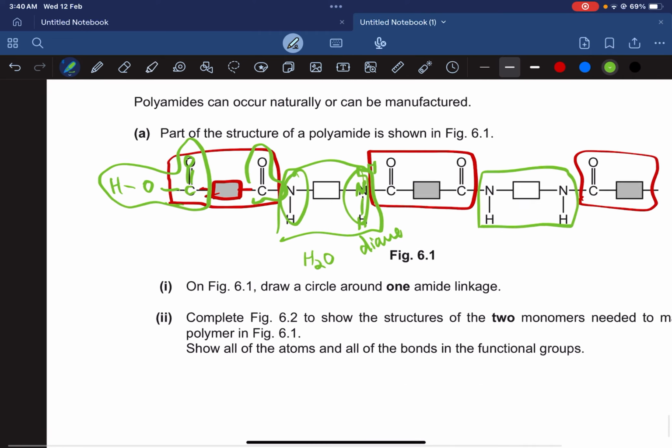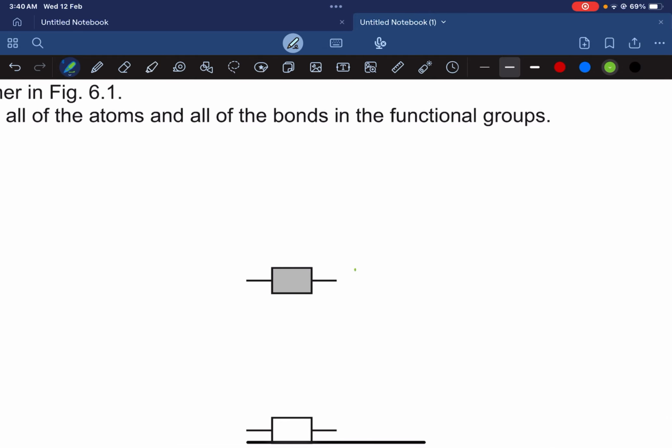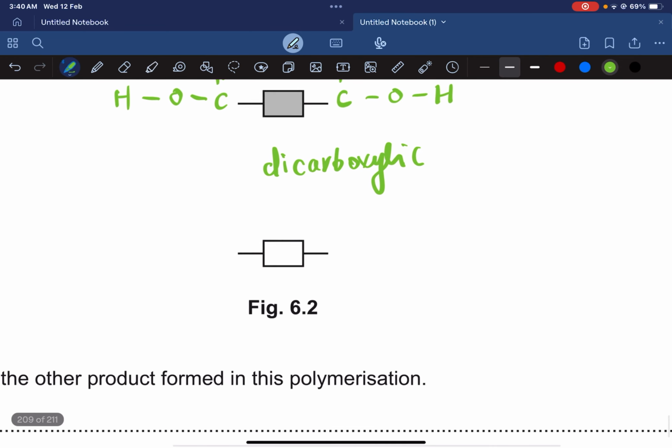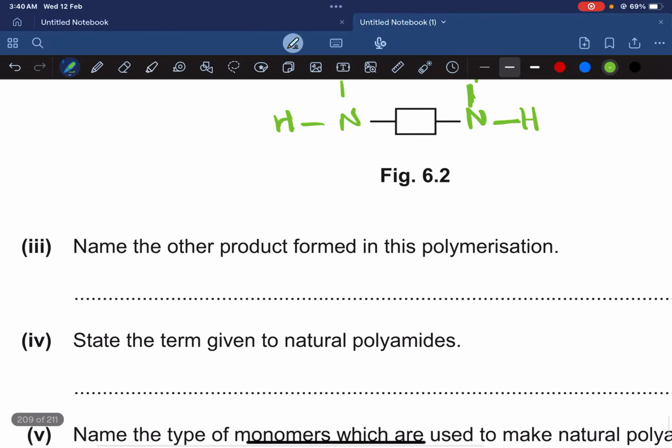So for the black one, I saw it was dicarboxylic. I have to make two carboxylic groups, C double bond O, then there's going to be an O and H. This is one carboxylic group. Then C double bond O, there's going to be an O and H. This is the second carboxylic group. So this is dicarboxylic. Okay. Next is going to be diamine. Diamine means one amine group over here, which is NH2. I'm drawing these two bonds as well because the question said that it wanted to see all the bonds. So this is NH2. The next is name the other product from this polymerization.